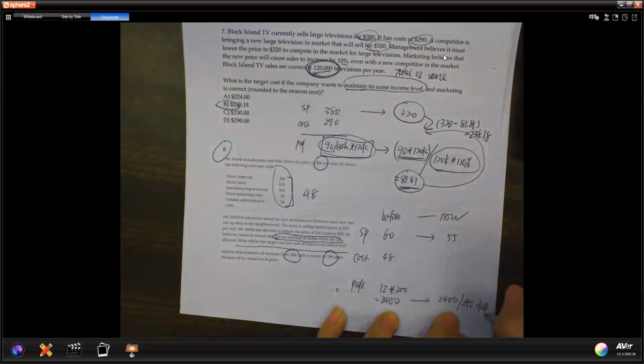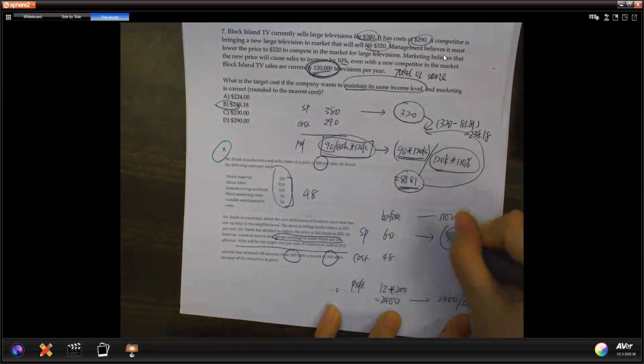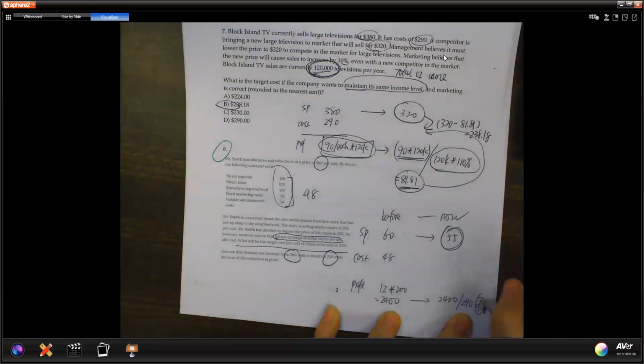Each one gives you a profit of $10. So each one gives you the profit of $10. The new selling price is 55. Each one, the profit is $10. So your new required cost has to be $45.